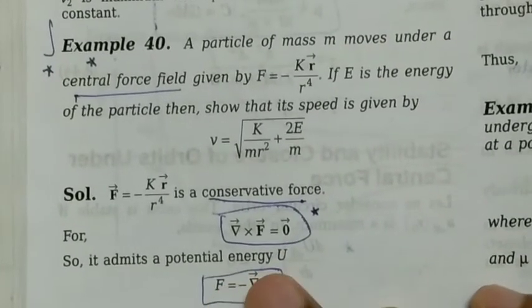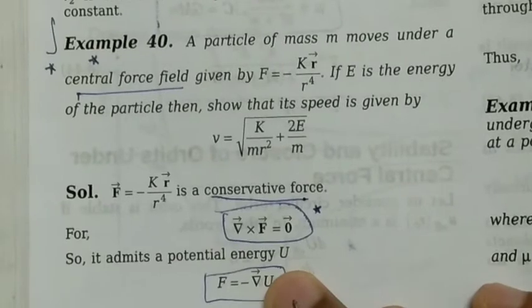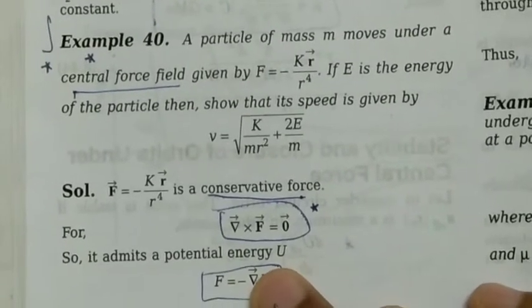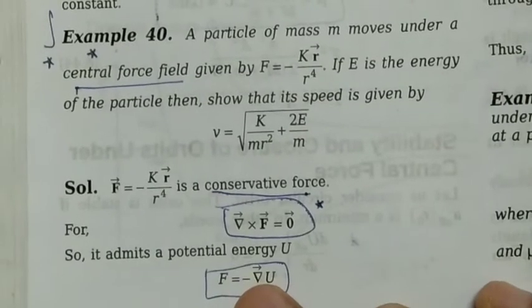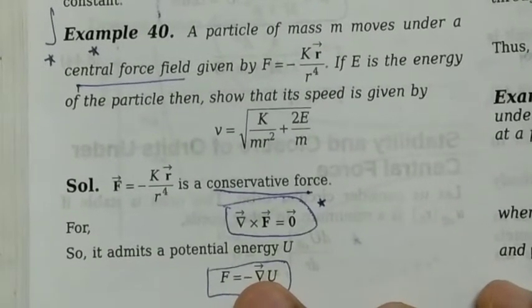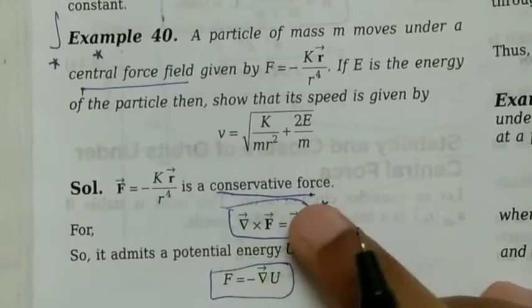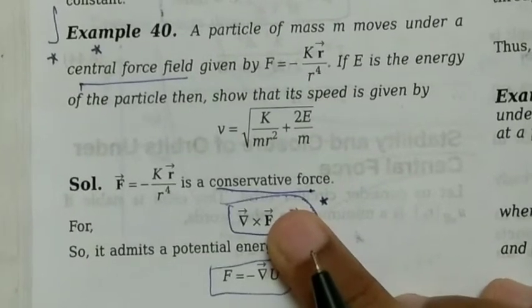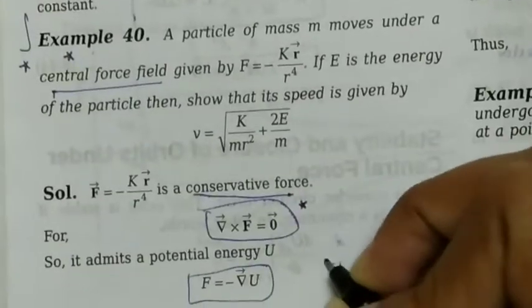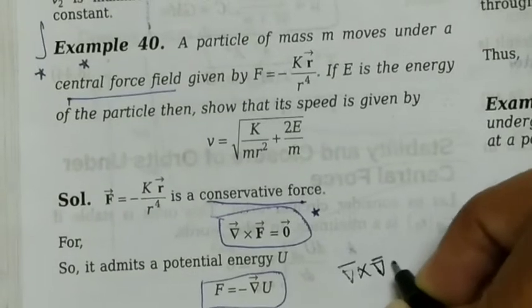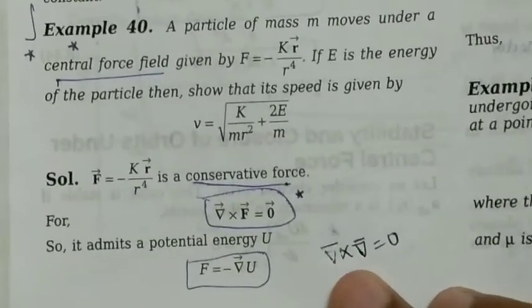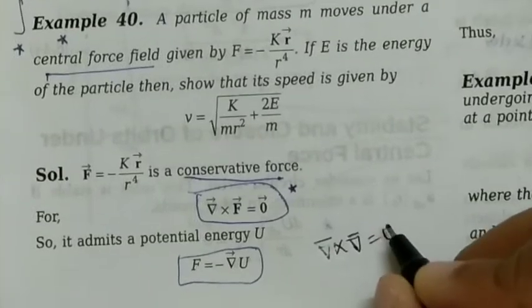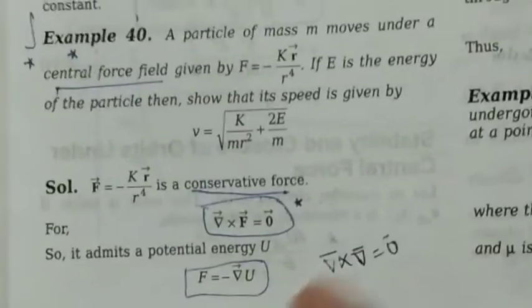So it admits a potential energy. Because of this potential energy, F can be written as the negative gradient of the potential energy. If we substitute this here, because curl of curl is 0, as A cross A is equal to 0 bar. So clearly we can say it is a 0 bar. It is a vector.